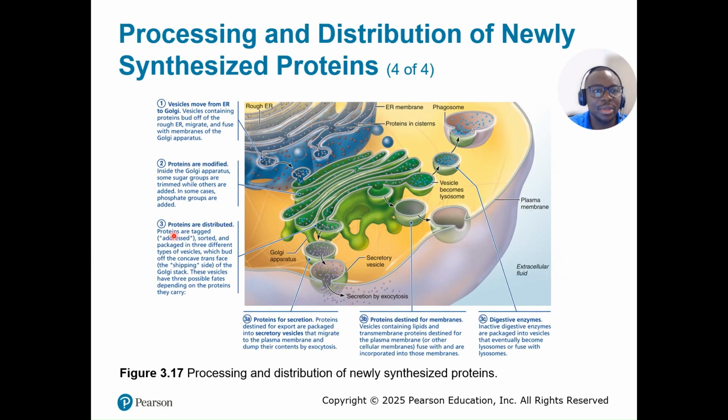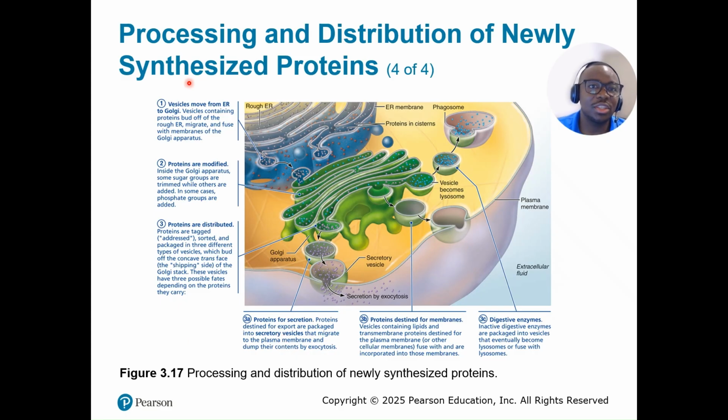In step 3, proteins are distributed. Proteins are tagged or addressed, sorted and packaged in 3 different types of vesicles, which bud off the trans face of the Golgi. These vesicles have 3 possible fates depending on the proteins they carry. The proteins are broken down into 3A, 3B, and 3C, which we'll discuss.